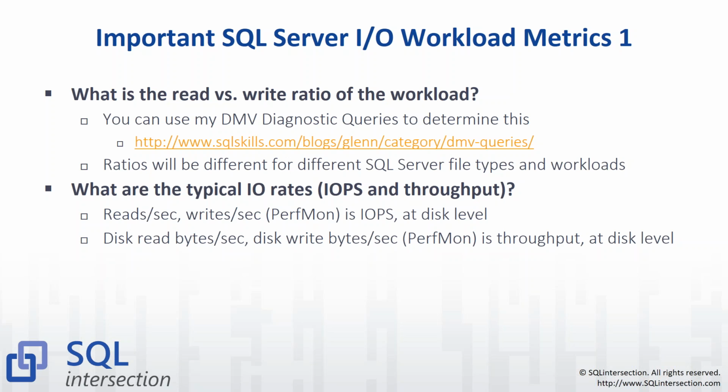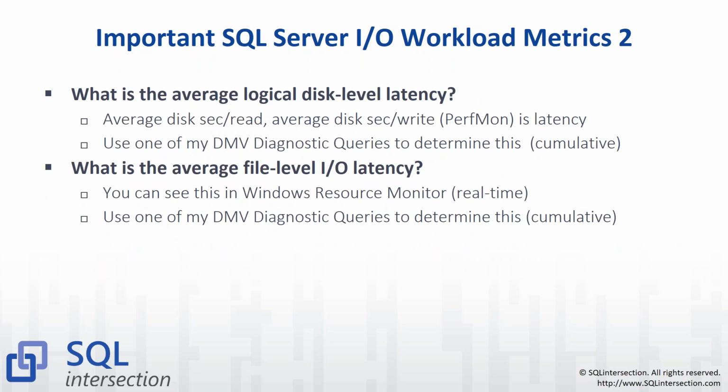The next thing you want to understand is what are your typical I/O rates in terms of IOPS and throughput? So you can look at reads per second and writes per second in Performance Monitor, perfmon, and that gives you your IOPS at the disk level from perfmon, at the logical disk level. And then you can look at disk read bytes per second and disk write bytes per second in perfmon, and that's your throughput, again, at the disk level. So that's one way of looking at it at a higher level.